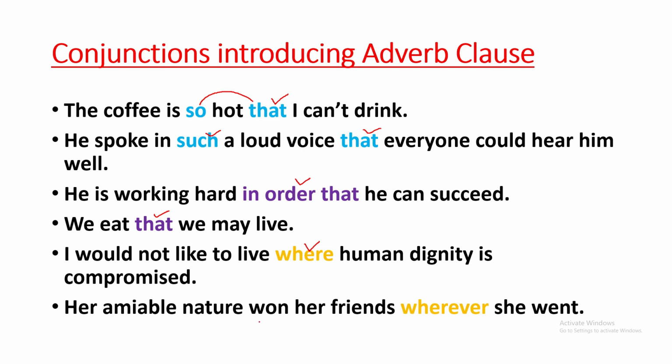Her amiable nature won her friends wherever she went. Okay, where? Wherever she went. So wherever is the subordinating conjunction introducing an adverb clause of place.